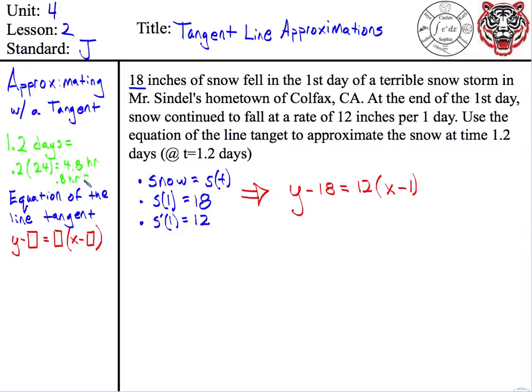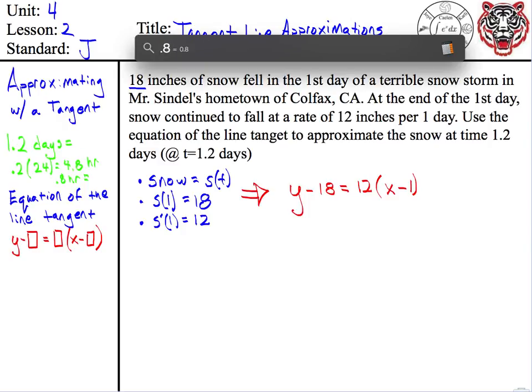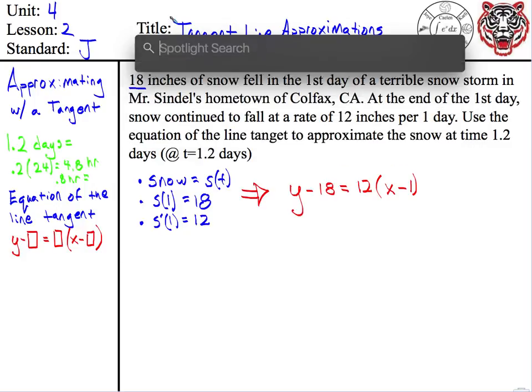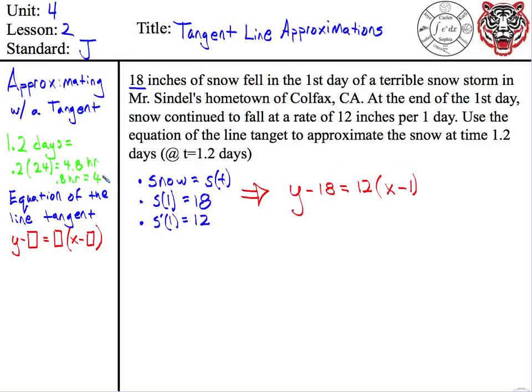0.8 hours. Well, let's do 0.8 times 60. 48. Yep. Nice, Joy. So this means I am at 4:48 a.m. in the morning. How do you figure that out?